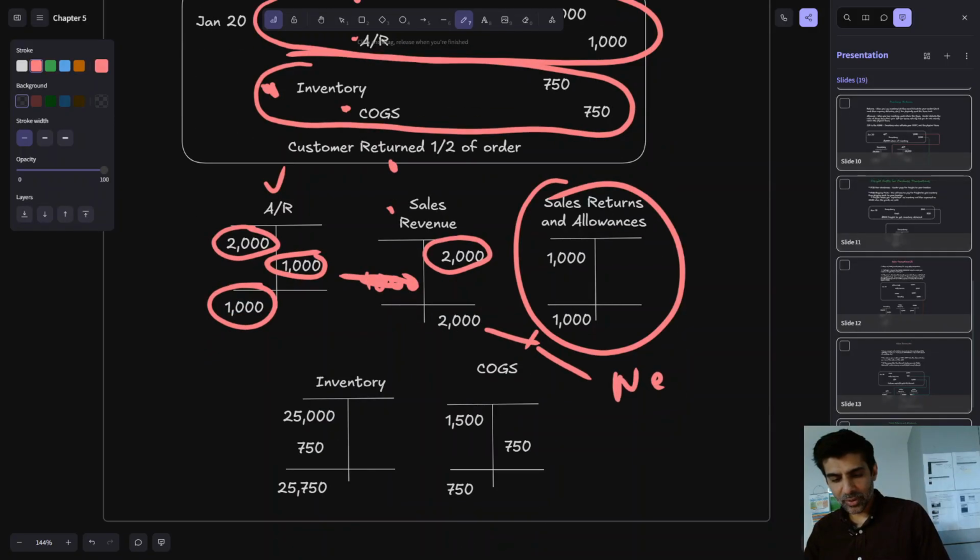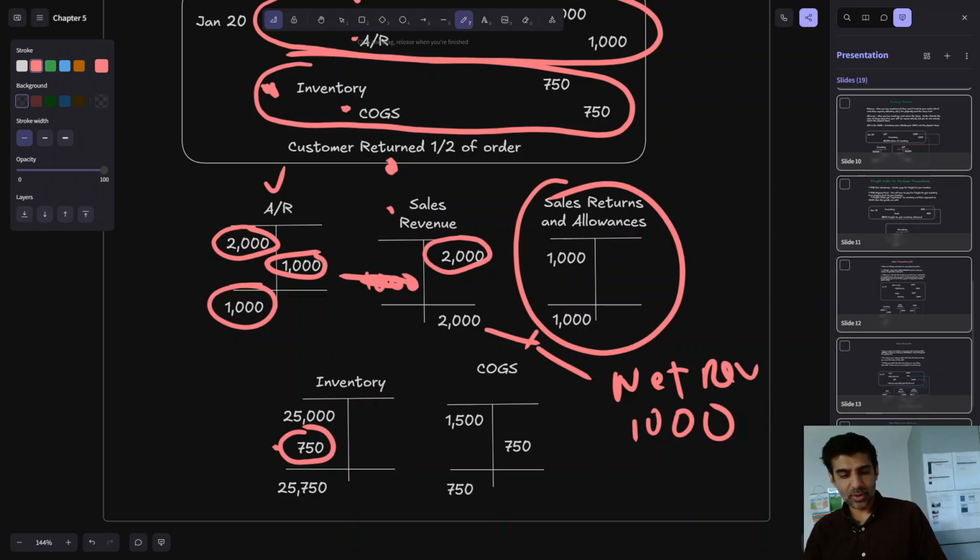So our net revenue is 1,000. So that's correct, right? When we take the account with its contra account together, that gives us the correct number. Inventory, we're adding back that 750 because this is a return, right? The allowance is not going to have this part, but since this is a return of half the order, we're going to add it back in.